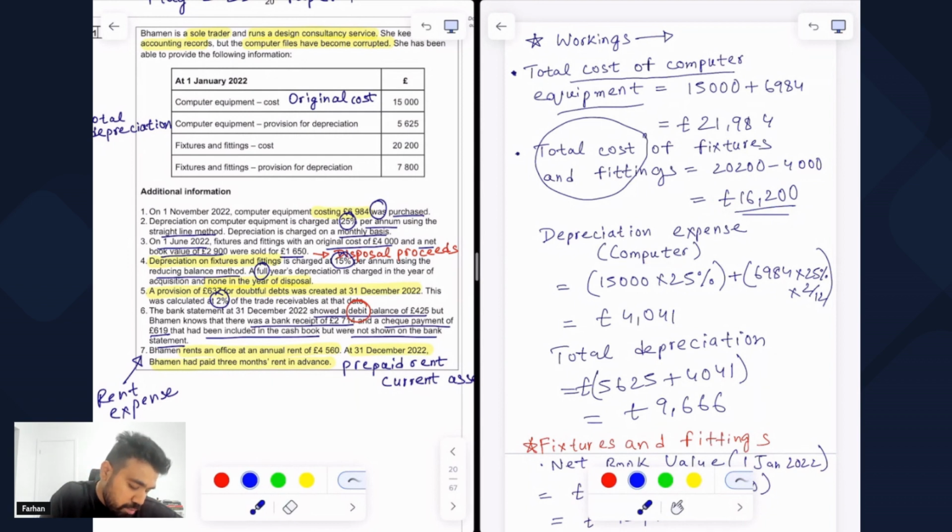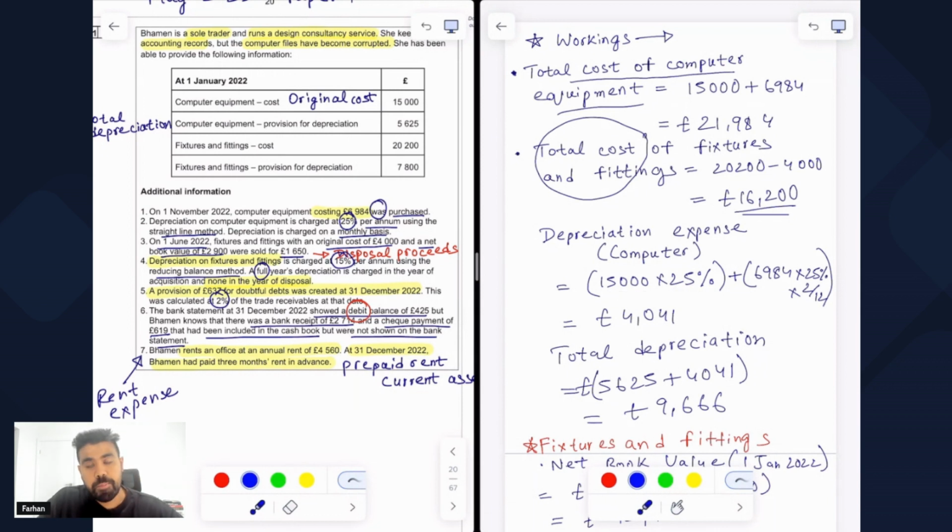Let's calculate the depreciation expense for computer. So check information number 2. It says that depreciation on computer equipment is charged at 25% per annum using the straight line method, and the depreciation is charged on a monthly basis. All right. So when it comes to the straight line method, we can simply apply the percentage that we are given on the original cost of the asset. So for computer, at 1 Jan 2022, we had £15,000 worth of assets in the books, and we simply apply the percentage, which is 25%, on that 15,000.